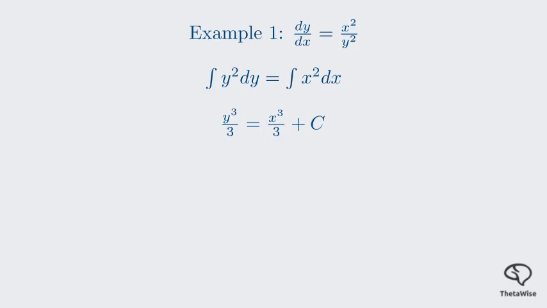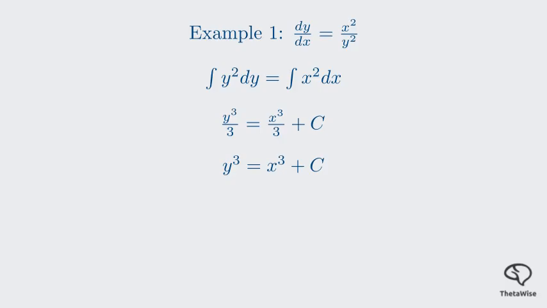Since 3c is just another arbitrary constant, we can call it c again. So, the general solution is y cubed equals x cubed plus c. We can also solve for y to get y equals the cube root of x cubed plus c. Let's try a second example.